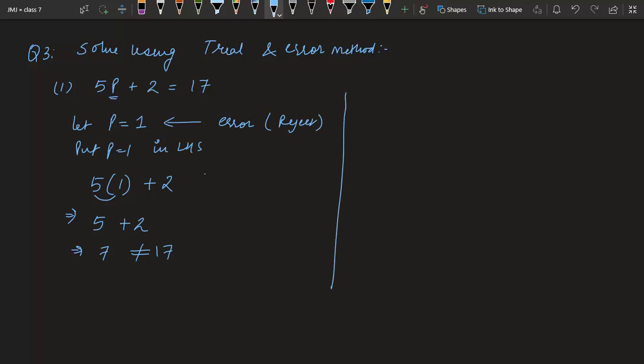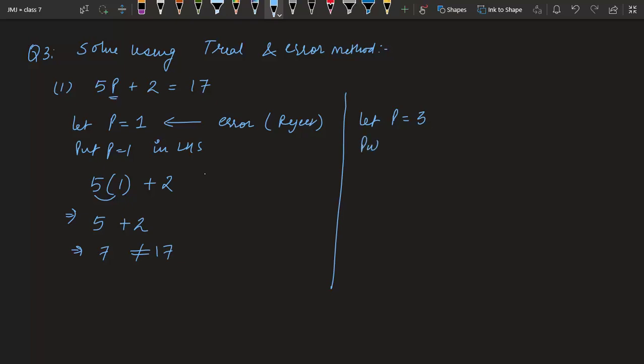Similarly, you can check for p equal to 2 also. It will also give you 5 twos are 10 plus 2, 12. That will also be rejected. Now suppose I try with p equal to 3. This is again my trial, but in my mind I know I will get the right answer because of my practice. So I will put the values.